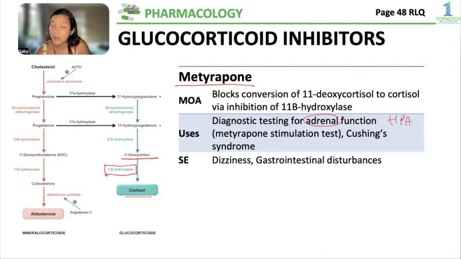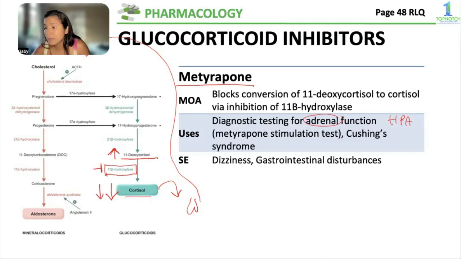So we do a metyrapone stimulation test wherein we give metyrapone at midnight, and this blocks 11-beta-hydroxylase. So syempre, we would expect cortisol to be low. When cortisol is low, we would expect it to tell our pituitary gland to produce more ACTH. And if it produces more ACTH, we should expect na tataas si 11-deoxycortisol. So if we give metyrapone, mababa si cortisol pero mataas si 11-deoxycortisol, we know the HPA axis is okay. Pero if we give metyrapone, mababa na nga si cortisol, mababa pa rin si 11-deoxycortisol, we know that there is something wrong with the HPA axis. Okay, so that is how we use the metyrapone stimulation test.